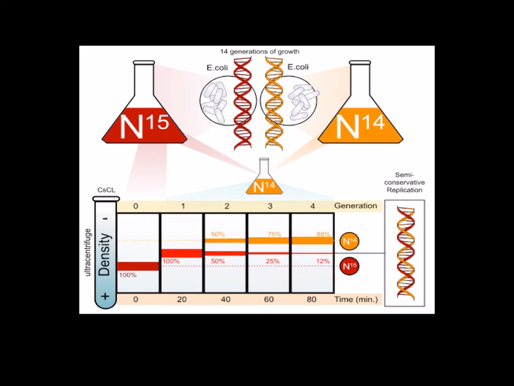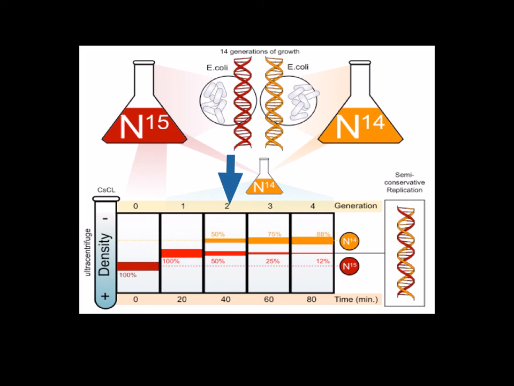Here's another way of looking at the data. You can see that in generation 0, both strands are heavy. What about in the first generation? Can you see that the DNA is less dense than generation 0? So what does this indicate? It means that the DNA comprises 1 heavy strand and 1 light strand, so it's a hybrid molecule.